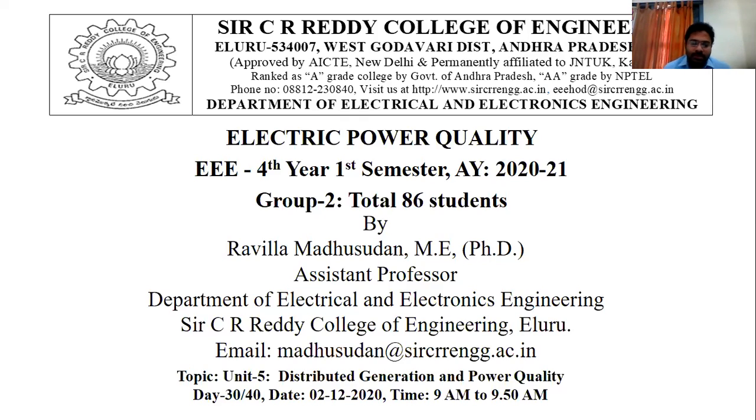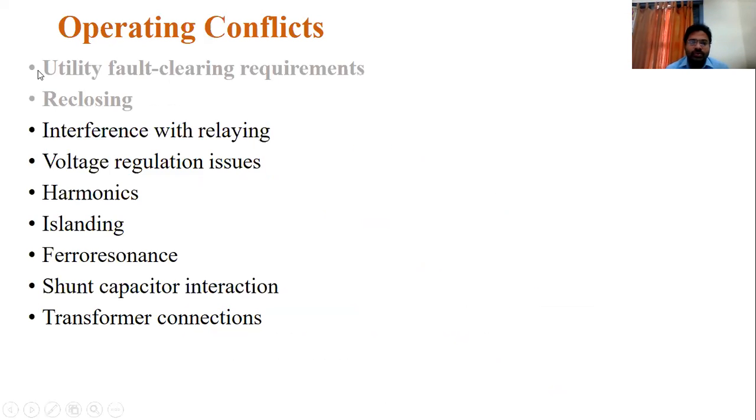So we can see the different conflicts. We have already completed two of them. What are those two? The utility fault clearing requirements conflict, which we already discussed, and also the reclosing conflict. So what is the meaning of these two?